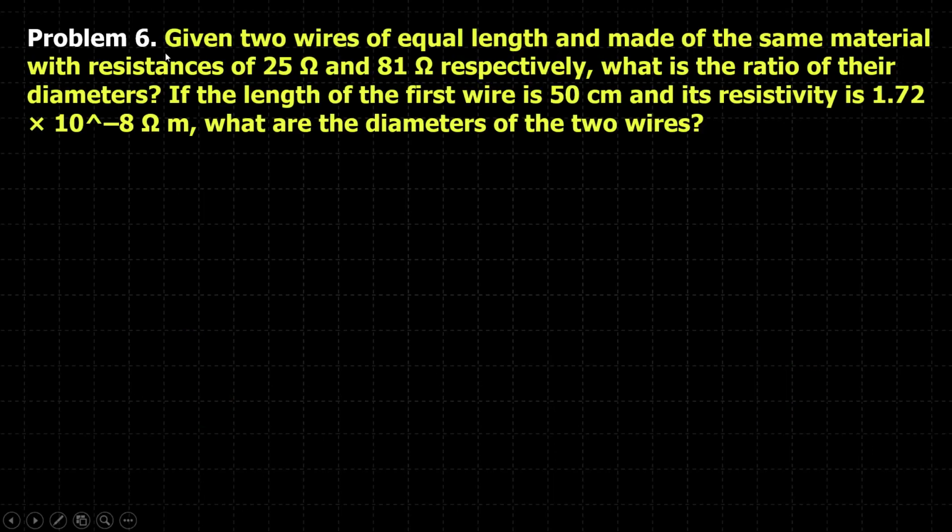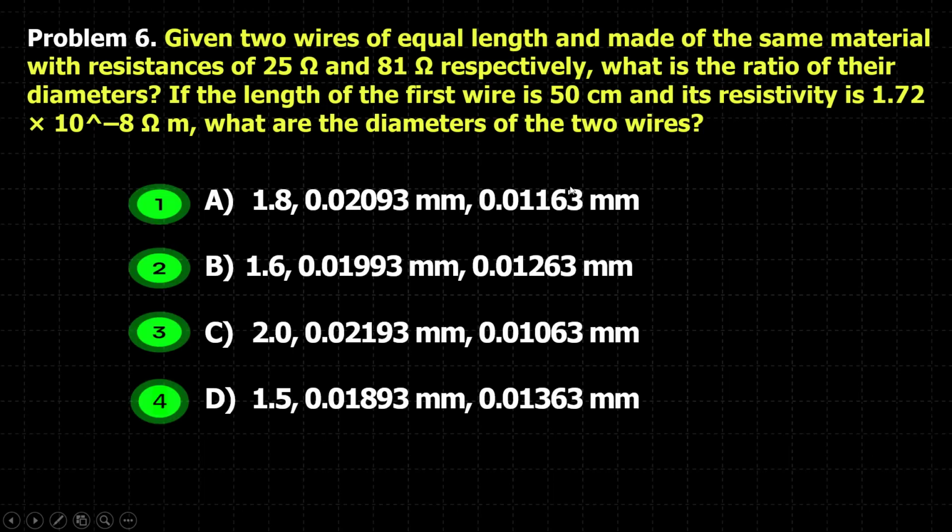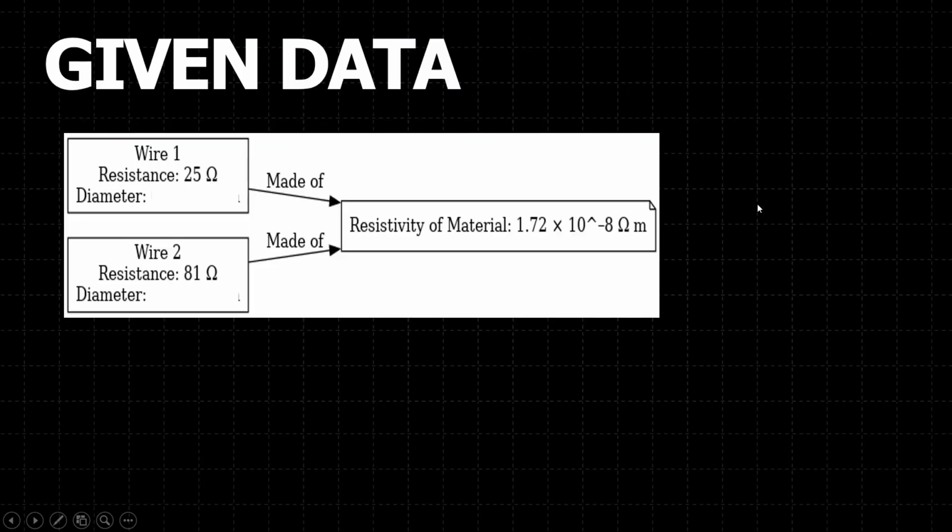We have a problem: given two wires of equal length and made up of the same material, with the resistance of 25 ohm and 81 ohm respectively. What is the ratio of their diameters? If the length of the first wire is 50 cm and its resistivity is 1.72 into 10 raised to minus 8 ohm meter, what is the diameter of the two wires? And these are the options.